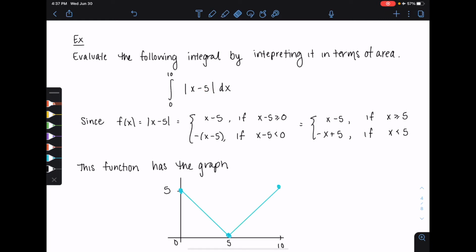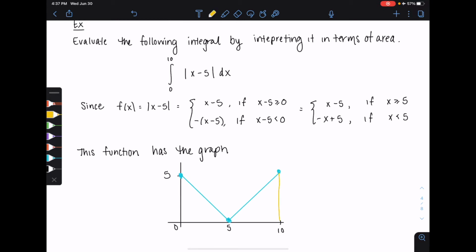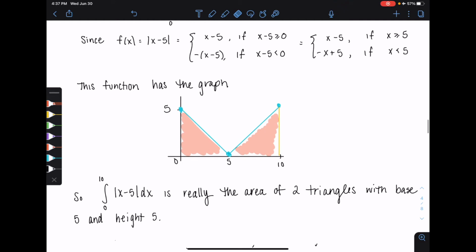So if you think of the graph of that, it's got that V shape, and it has its point at 5, 0 instead. So we want to find the area under this curve from 0 to 10. So really, I'm looking for the area here plus the area here. And that's really just two triangles. So I don't need to go through this limit definition. It's the area of two triangles.